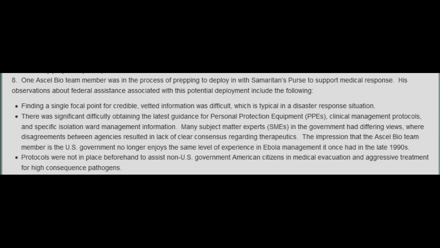People also have different opinions on how to treat the patients. The impression is that Cell Bio team members in the U.S. government no longer enjoy the same level of experience in Ebola management it once had in the late 1990s. Protocols were not in place beforehand to assist non-U.S. government American citizens in medical evacuation and aggressive treatment for high-consequence pathogens. Basically, what we know is that it's incompetence. The CDC and all, they're going to put on a strong face that we know what's going on, but behind the scenes, they have no idea.